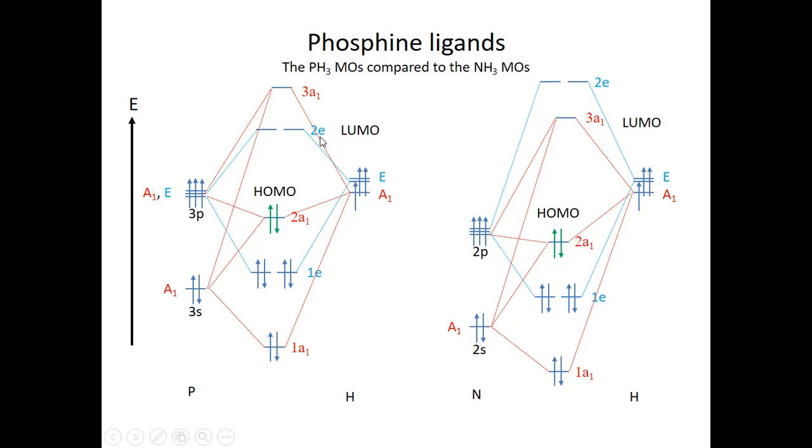And now these 2e orbitals are energetically low enough so that they can interact with metal orbitals, in particular, they can interact in pi acceptor interactions. So for that reason, phosphines can act as significant pi acceptors, while the amine ligand does not have these properties.